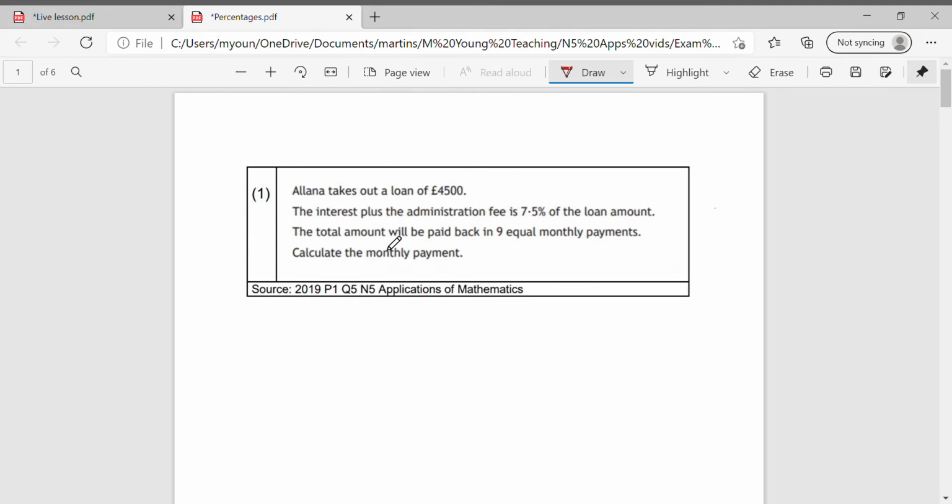Okay, so question number 1. Alana takes out a loan of £4,500. The interest plus the administration fee is 7.5% of the loan amount, so that's the extra. The total amount will be paid back in 9 monthly instalments. Calculate the monthly payment. This is paper 1, so it's non-calc. So first of all, I want to try and find out 7.5% of 4,500.